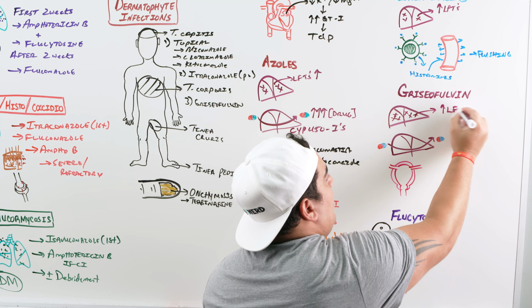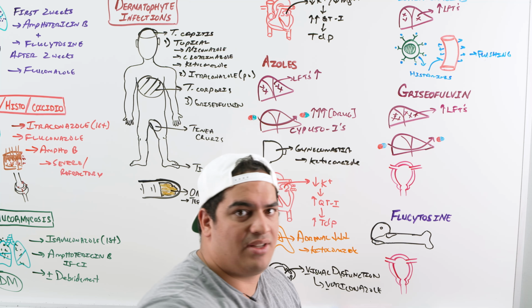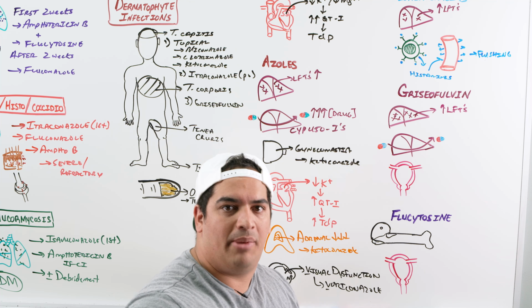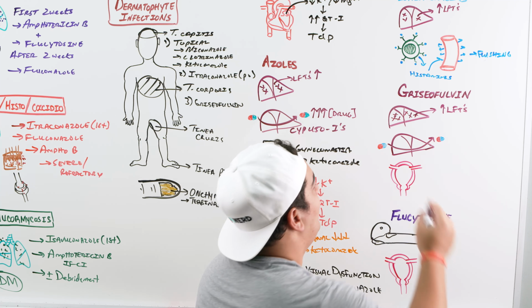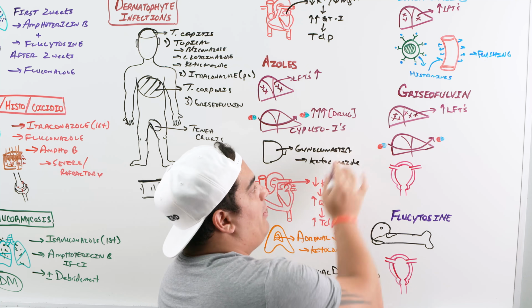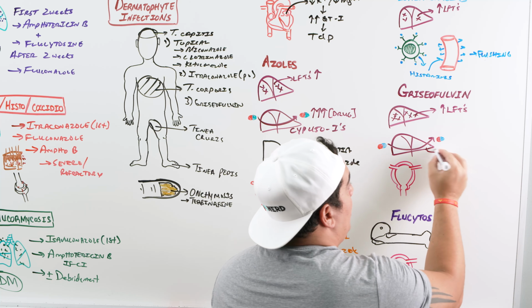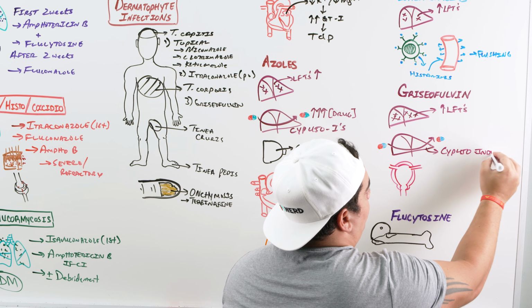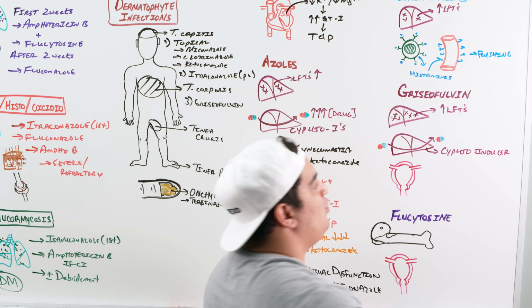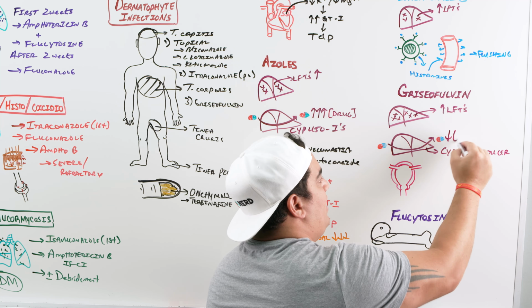To be honest with you, if you're asked the question, what kind of labs would you want to monitor in a patient taking antifungals? Measure the LFTs. You probably won't go wrong, to be honest with you. The other thing is, azoles are CYP450 inhibitors. This bad boy is a CYP450 inducer. So meaning it actually is going to decrease the concentration of the drug circulating.